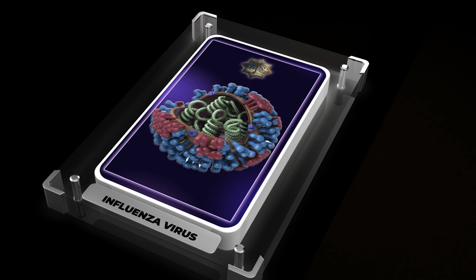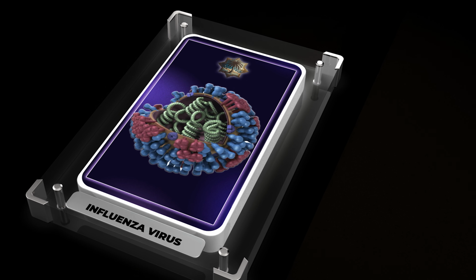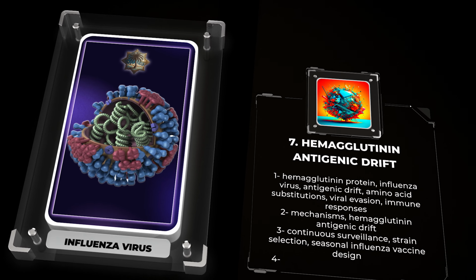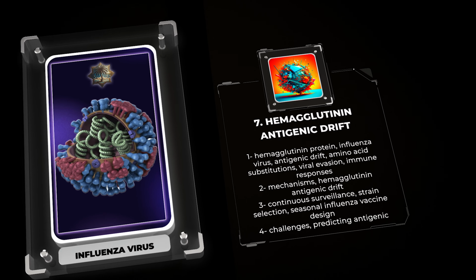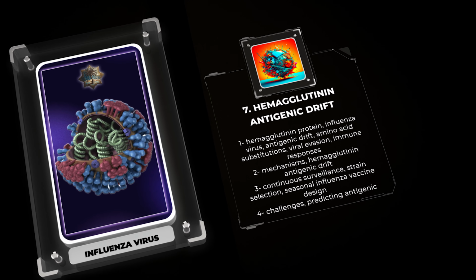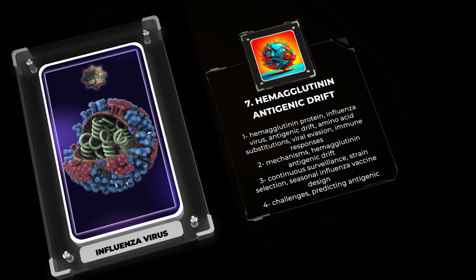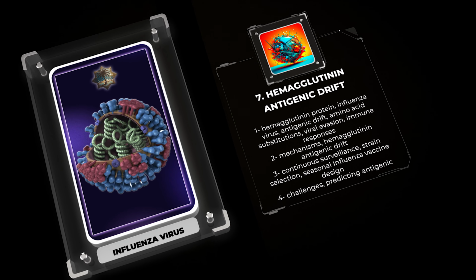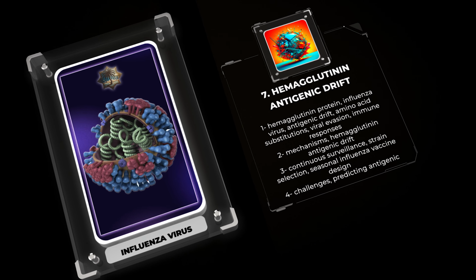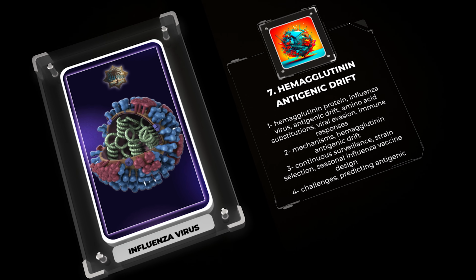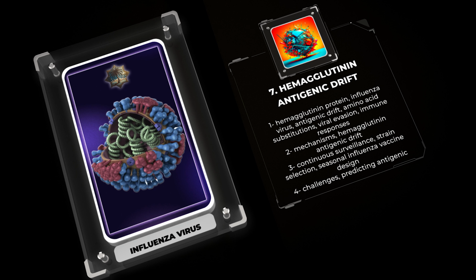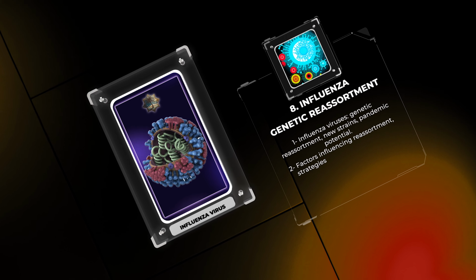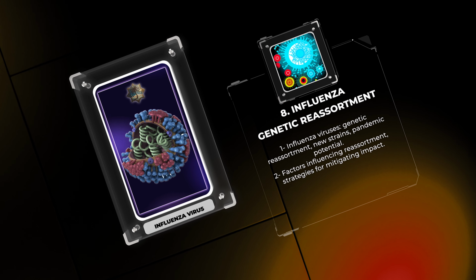The hemagglutinin protein of the influenza virus is prone to antigenic drift, a gradual accumulation of amino acid substitutions that enable viral evasion from pre-existing immune responses. This topic delves into the mechanisms underlying hemagglutinin antigenic drift, emphasizing the importance of continuous surveillance and strain selection in seasonal influenza vaccine design. We will also discuss the challenges associated with predicting antigenic drift patterns and developing broadly protective universal influenza vaccines.